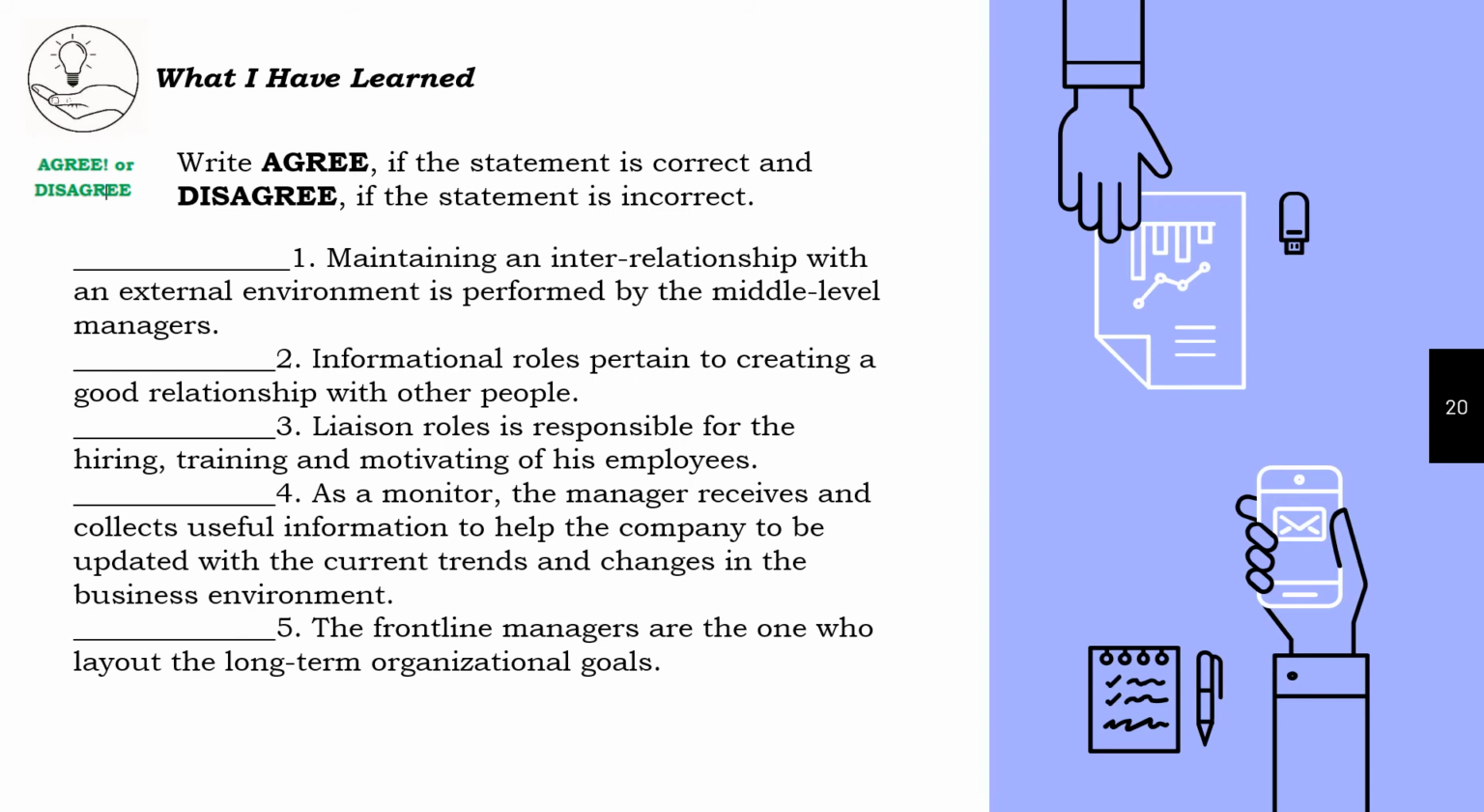Alright class, so let's check your answer. If you answered number 1 disagree, that's correct. Number 2, disagree. Number 3, disagree. Number 4, agree. And number 5, disagree. Did you get all the correct answers? Well, class, congratulations!